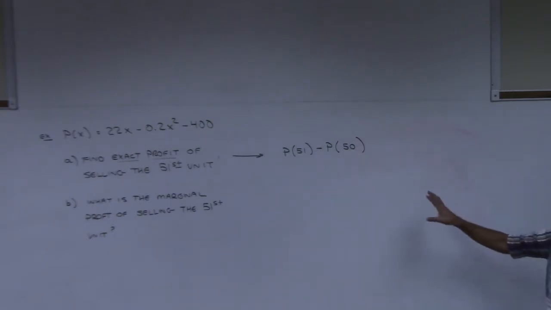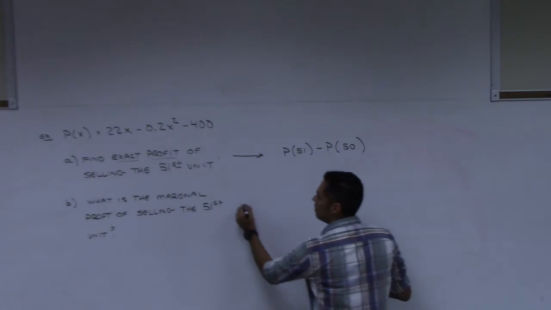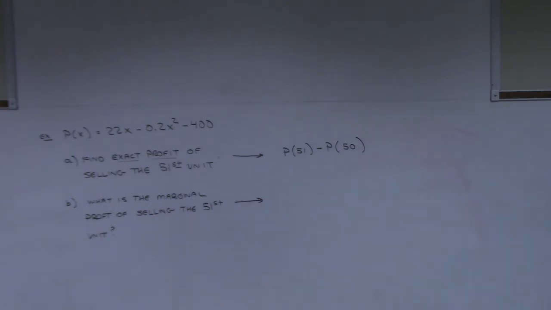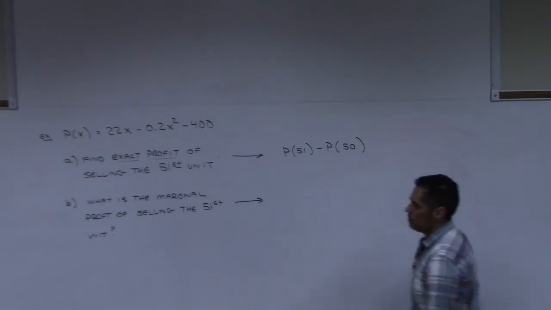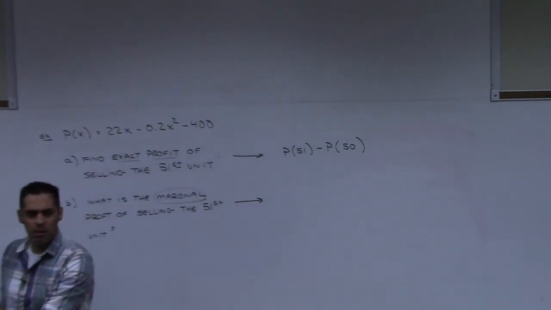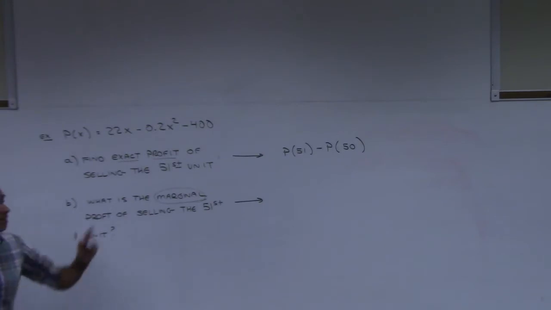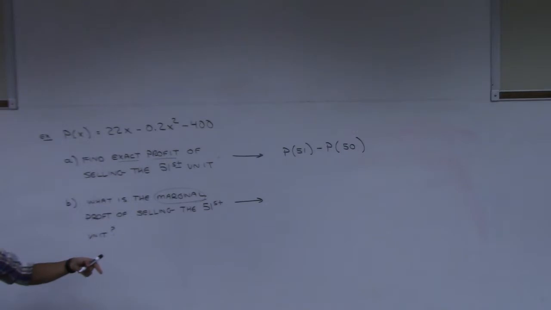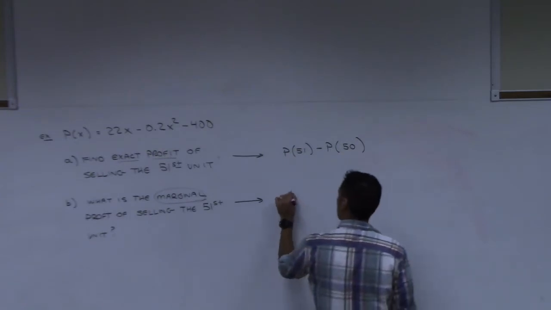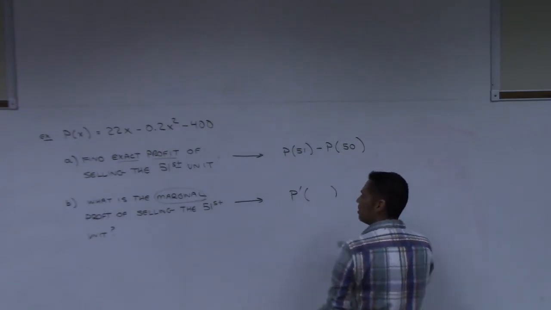Now before we do it, can you tell me what we need to do here? For that one? Marginal profit means that we're going to be approximating the answer to part A by using the derivative, right? So we want the derivative of the profit function, but where? What do we want to plug into the derivative?